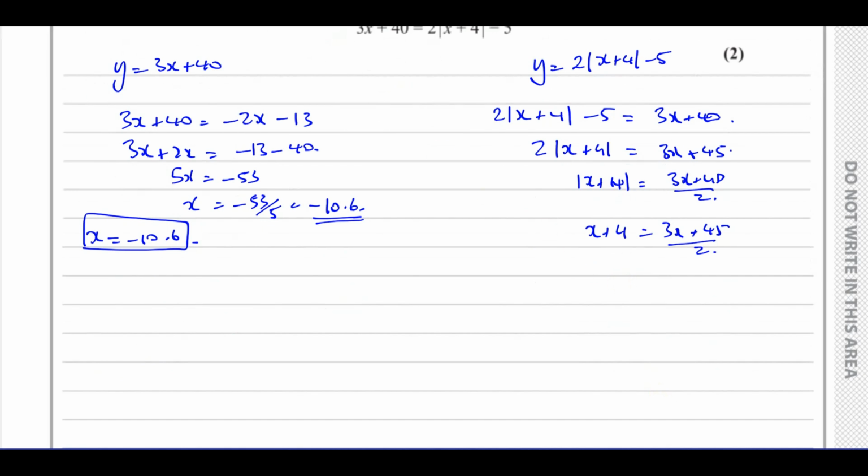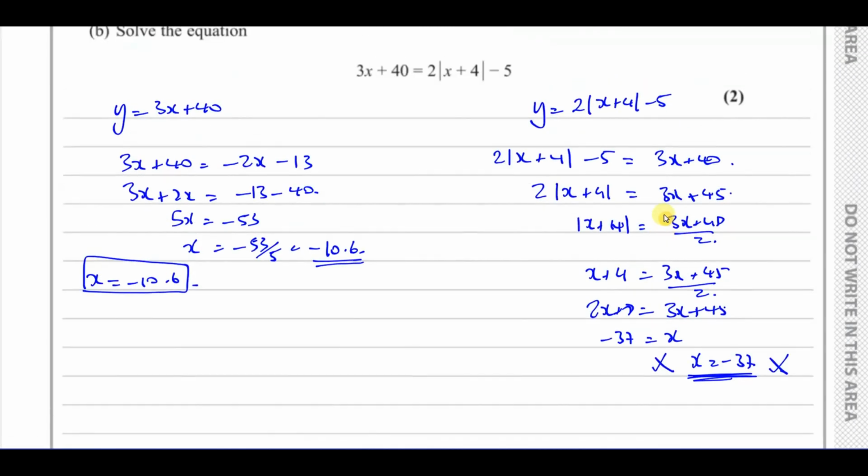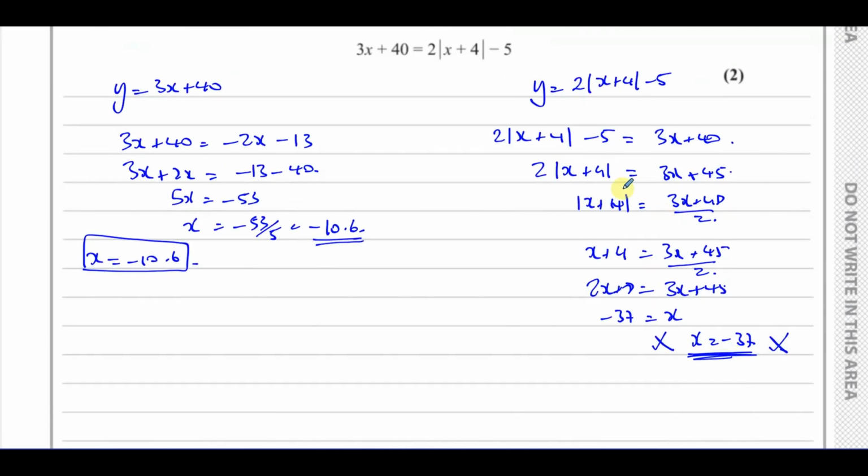But the positive one, if we solve this, let's just get rid of the fraction. So we have 2x plus 8 equals 3x plus 45. So we end up with 8 minus 45, which is minus 37, equals 3x minus 2x, which is x. So x equals minus 37. That is the solution which is a false solution. I know it's false because graphically we can see that it's false. But supposing you hadn't done that, supposing we took the positive argument and got this answer, we took the negative argument, we would have said x plus 4 equals minus (3x plus 45) over 2, and then we would have solved it and got these two solutions.